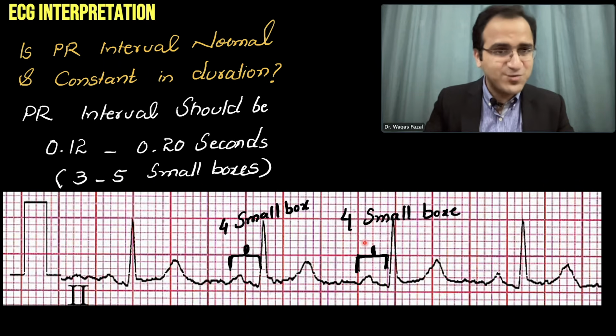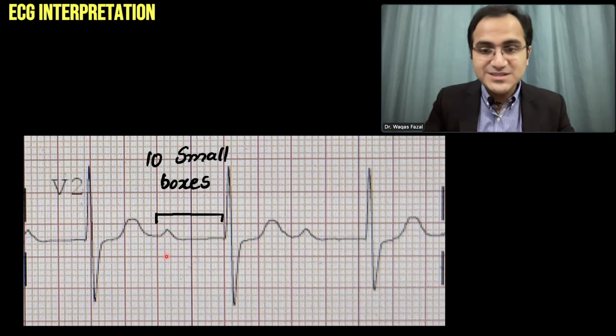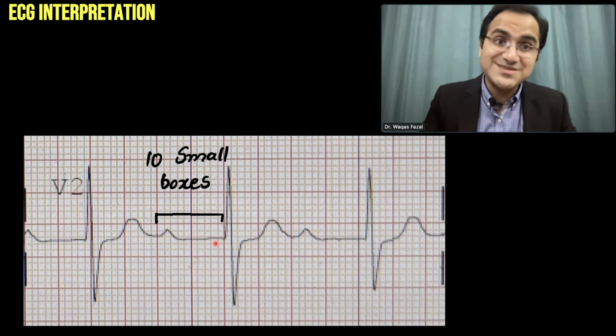4 small boxes, 4 small boxes. Now, if you look at this PR interval, it starts from the start of the P wave to the start of the R wave. So 1, 2, 3, 4, 5, 6, 7, 8, 9, 10, almost 10 small boxes.